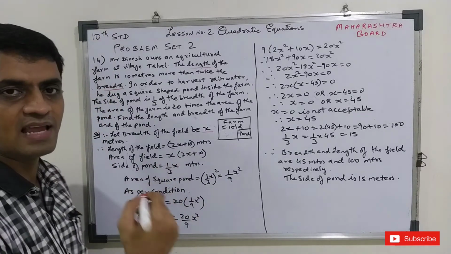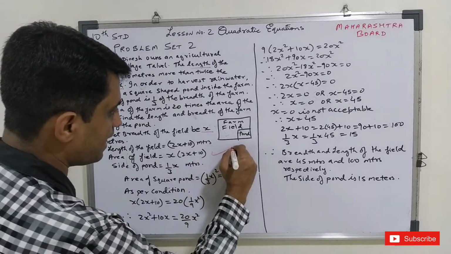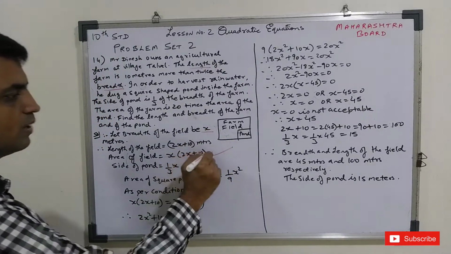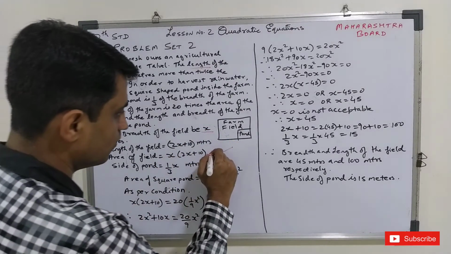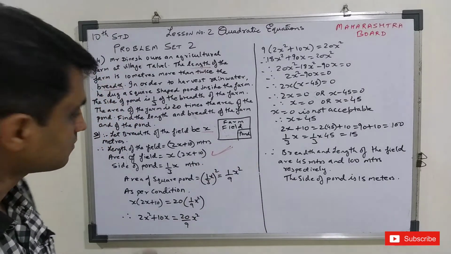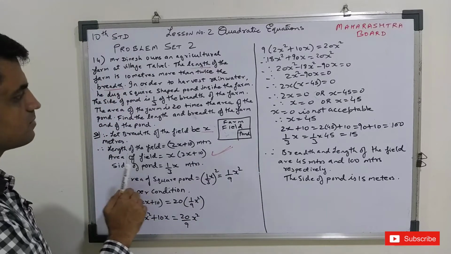Now students, we very well know the area of the field is length into breadth. Length into breadth means x into 2x plus 10. Now, let us come to the pond.